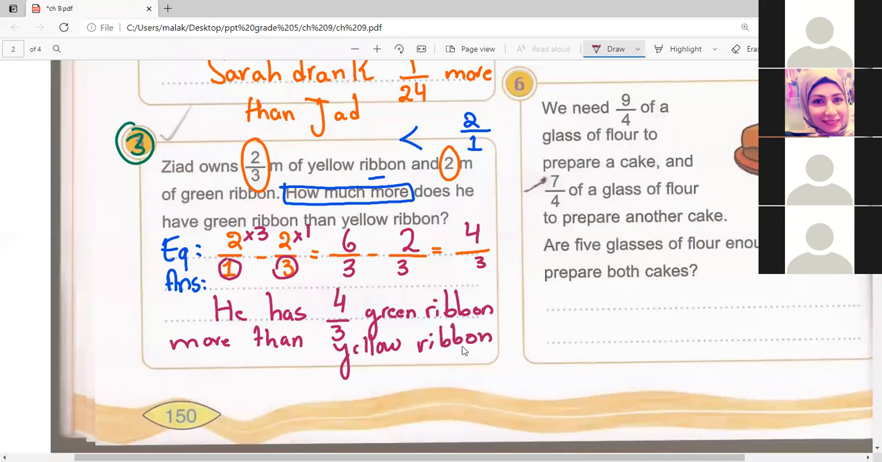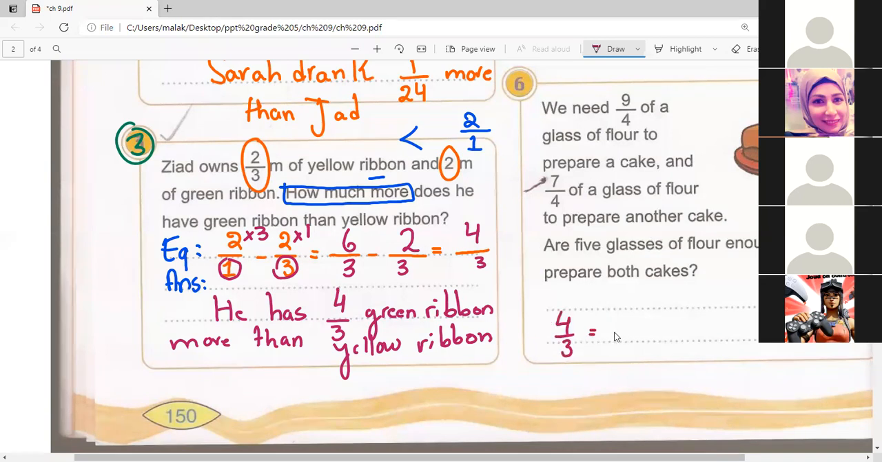Who will tell me, it's more than 1 by how much? 4 over 3. By 1. Change it to a mixed number. 4 over 3 is 1 and 1 out of 3. Right? So it's more than 1 by 1 over 3. Yes, by 1 over 3, it's more than 1.